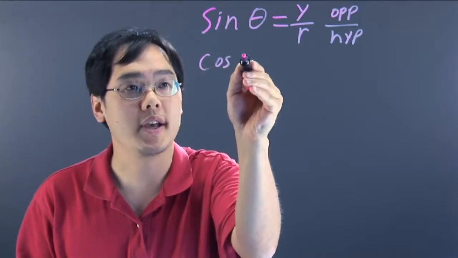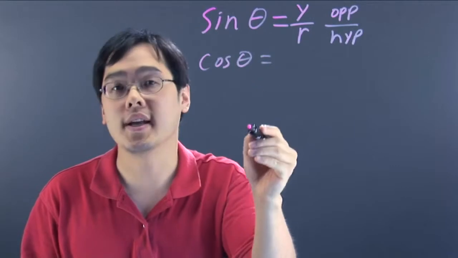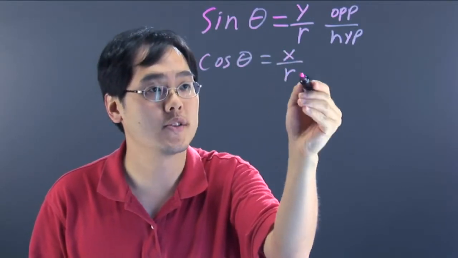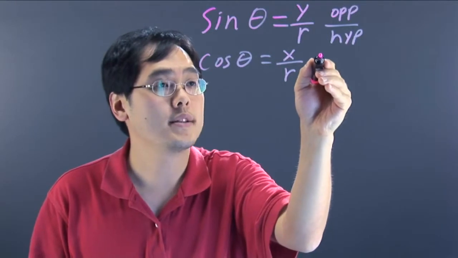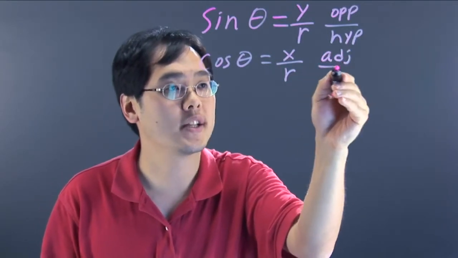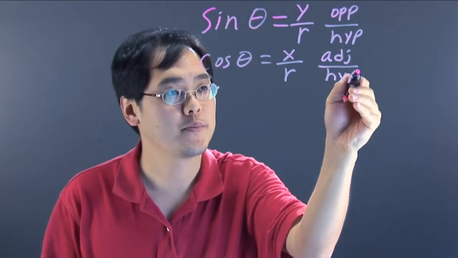Now, then you have the cosine value. The cosine definition is the x-coordinate over the radius of the circle, but it can also be thought of, if you are in right triangle world, as the adjacent leg over the hypotenuse.